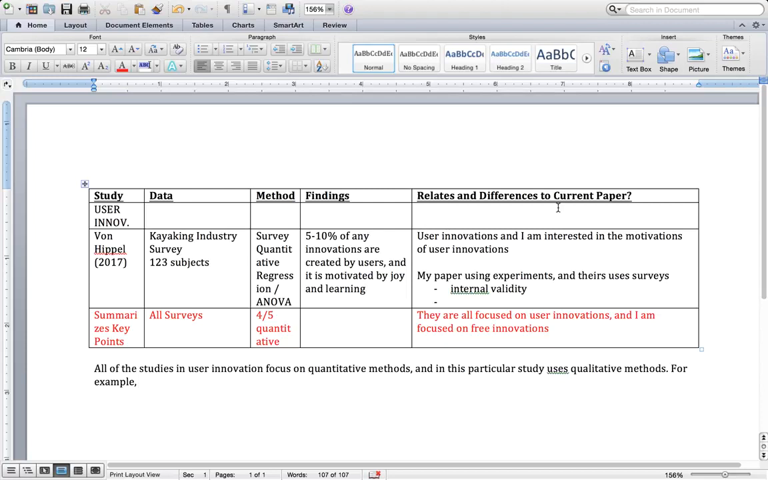Then over here, you can get into how it relates to your current paper, your current idea, right? So user innovation: let's say I'm writing a paper on motivations, and it relates because it's about user innovation and it is about motivations. Then you can get into, my paper is using experimental methodology. They use surveys. So we can look at the differences. Why is that important? They have more internal validity. Experiments have more internal validity for X, Y, and Z reasons.